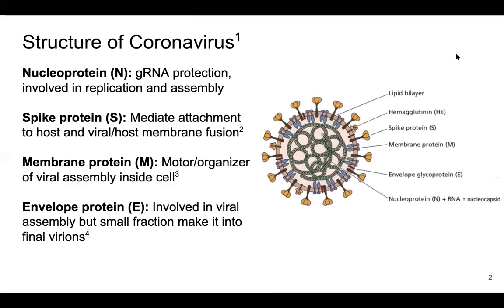So the structure of the coronavirus is essentially a particle with a lipid bilayer, and the four important parts to note are the nucleoprotein, which is involved in the RNA protection, replication, and assembly. I would say probably the second most important protein is the spike protein, which basically attaches to the receptor in the cell that it's going to infect. And then there's a membrane protein and an envelope protein.